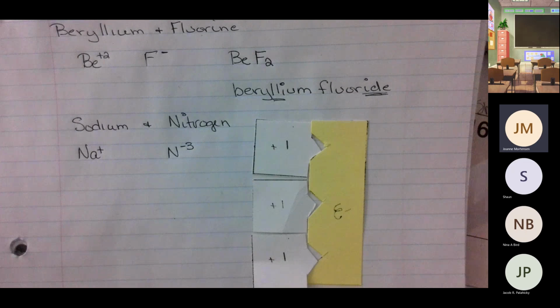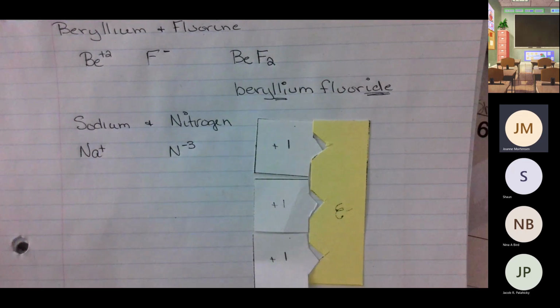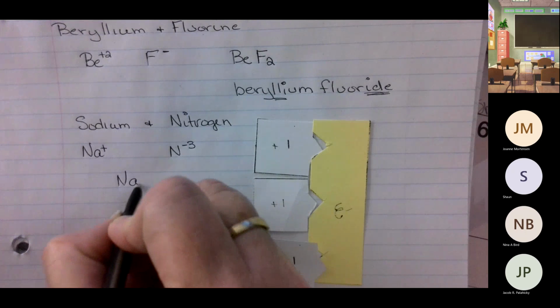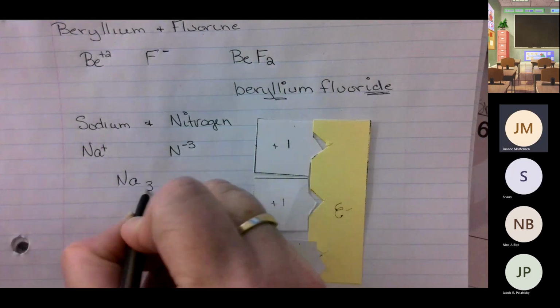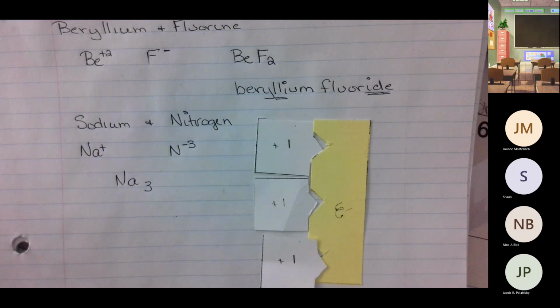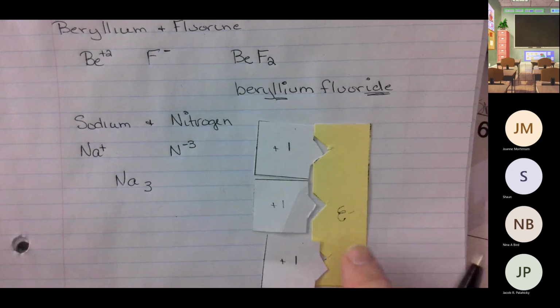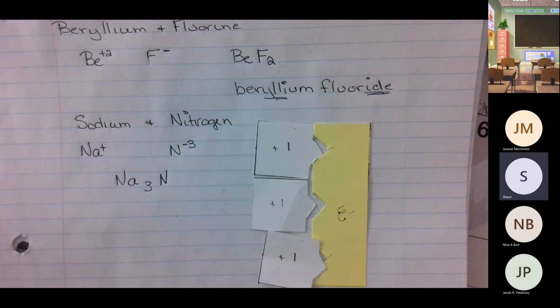So, hey, Sean, since you're there and you're drawing and you're working along with us, what should we write here as the actual formula for sodium plus nitrogen? No comment. How many sodiums? How many plus ones did I need? 3. Yes. How many nitrogens did I need? 3. Oh, 1. I only went with 3 because it said -3 there. That's okay.